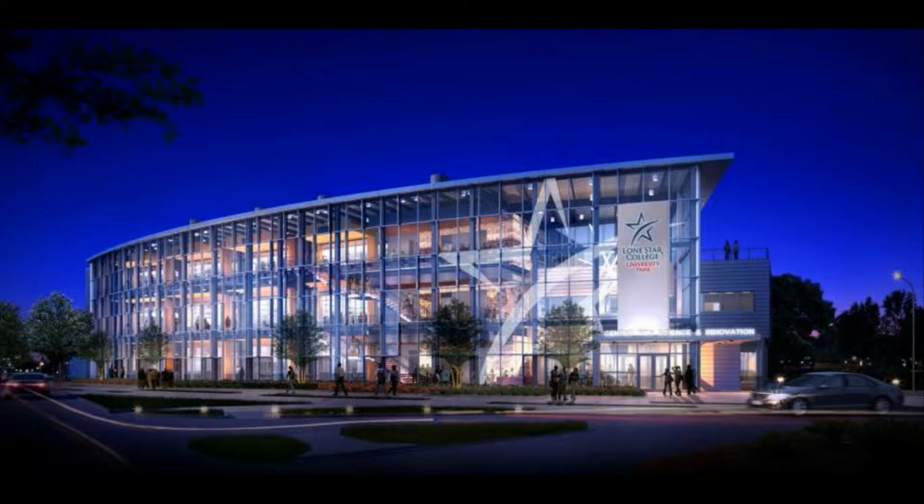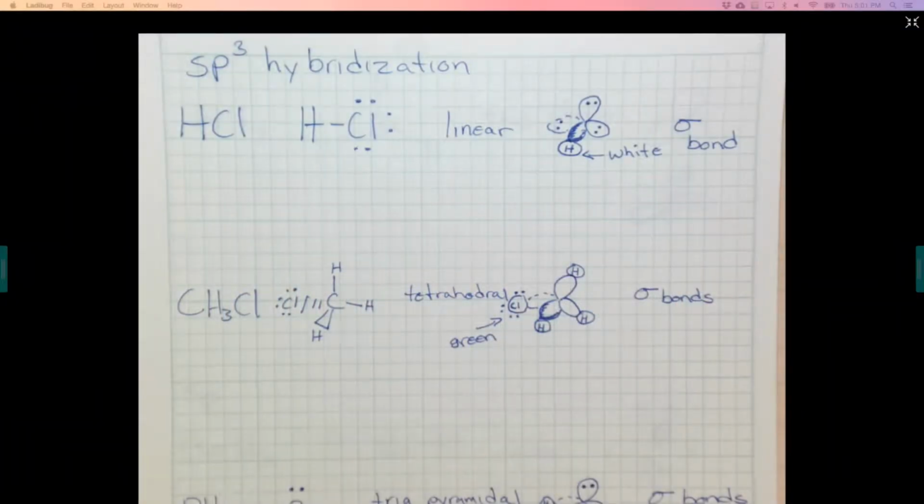So first, we're going to attack sp3 hybridization. Hopefully we remember and realize that when we're dealing with sp3 hybridization, what we have done is we have hybridized three of the p orbitals, the px, py, pz, along with one of the s orbitals to create four new hybridized orbitals that are in the shape of a tetrahedron, the tetrahedral geometry that we should be familiar with at this point.